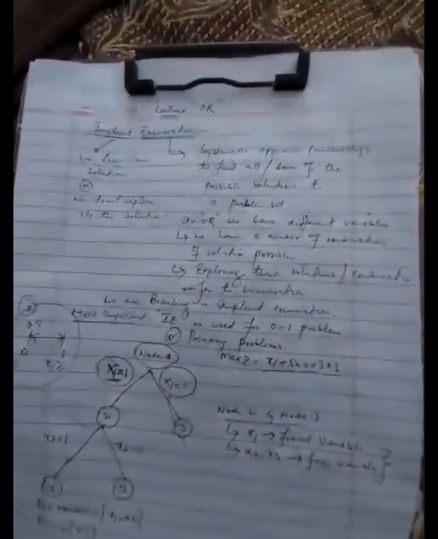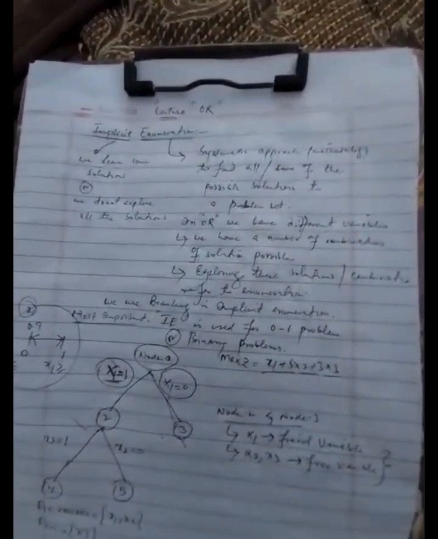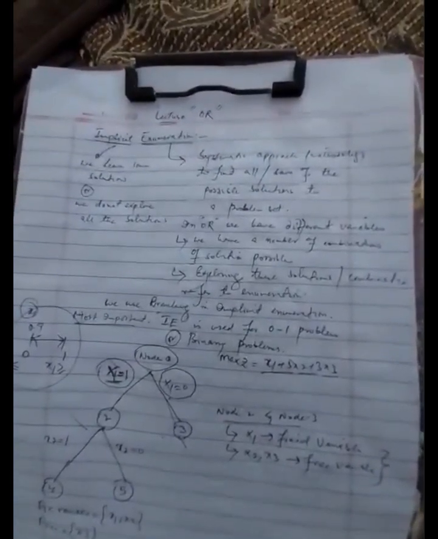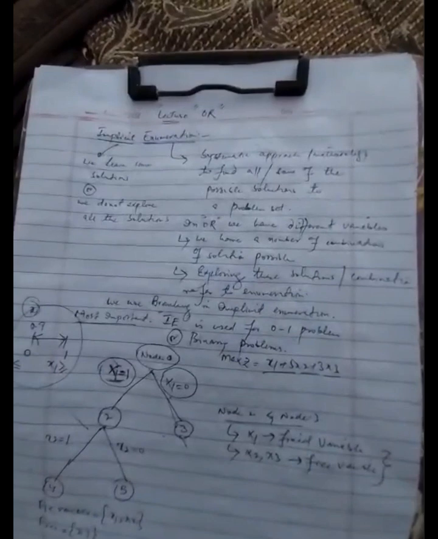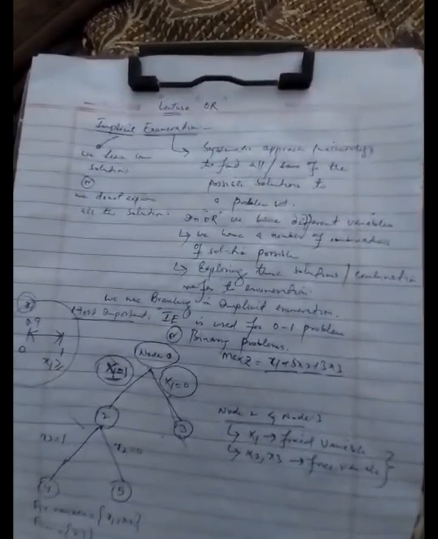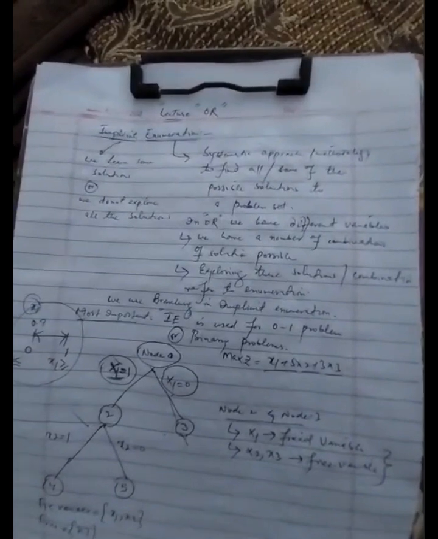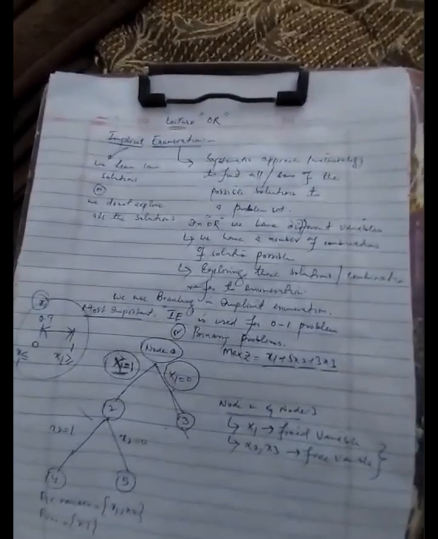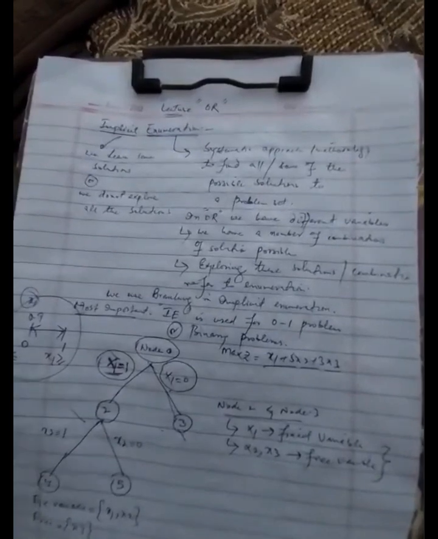The fixed variables are, at each node, some of the variables that we fix the values of. For example, at node 1, I fix the value for x1 to be 0 and x1 to be 1 for two branches separately. So now x1 is a fixed variable. We will not consider that in taking the next values. We will not change the value of x1.